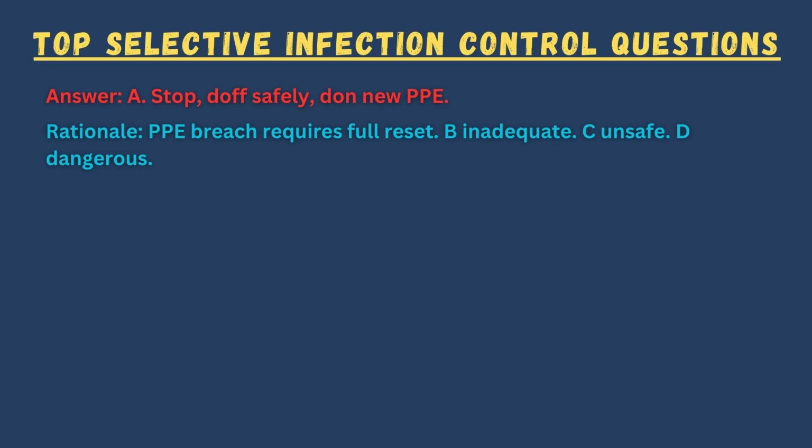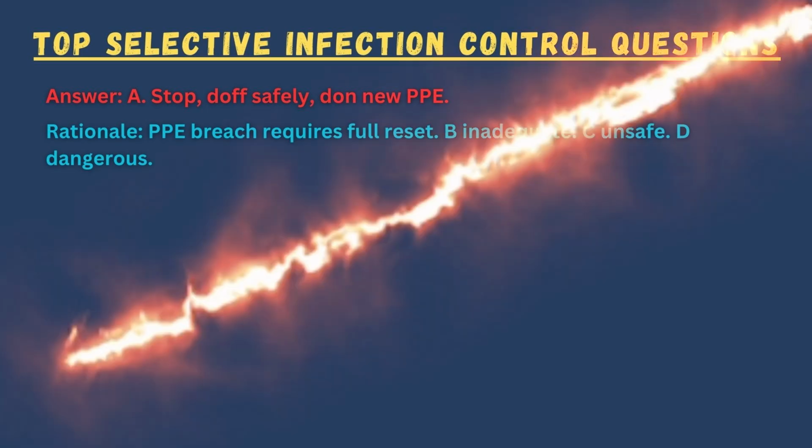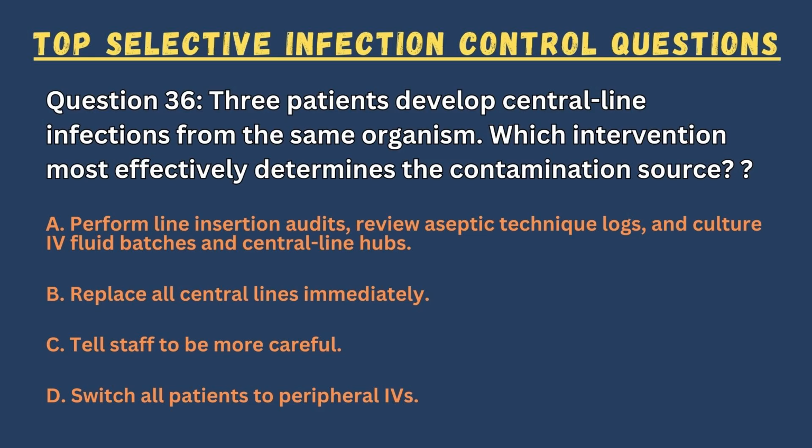Rationale. PPE breach requires full reset. B. Inadequate. C. Unsafe. D. Dangerous. Question 36. Three patients develop central line infections from the same organism. Which intervention most effectively determines the contamination source? A. Perform line insertion audits, review aseptic technique logs, and culture IV fluid batches and central line hubs.